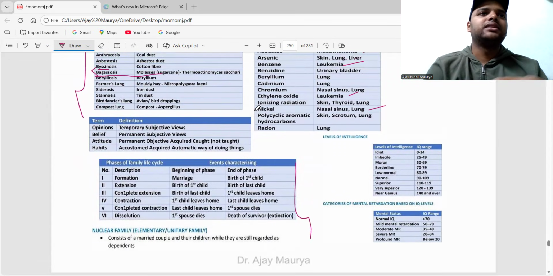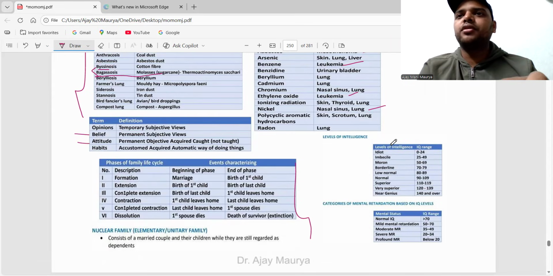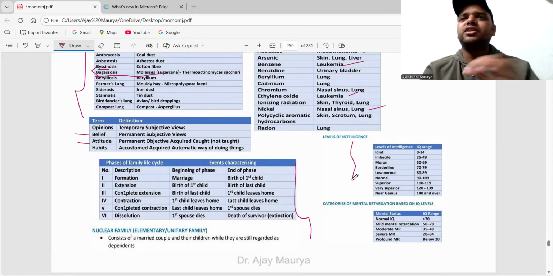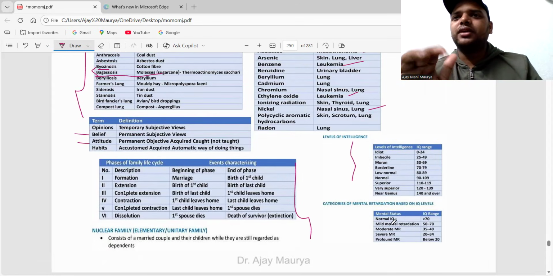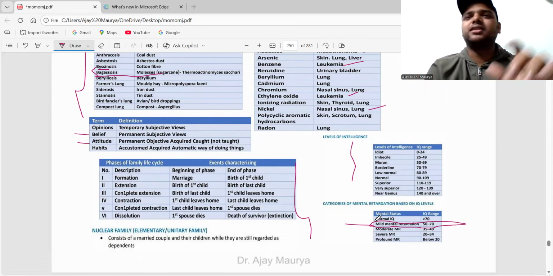Sometimes in PSM they are going to ask what is belief, what is attitude, what is habits. Just remembering the definition is important. Among this, no need to remember the intelligence, only remember the IQ. What is the normal IQ? What's the mild? Mild is 50 to 70. Remember only this. That's it. Nothing else is important here.